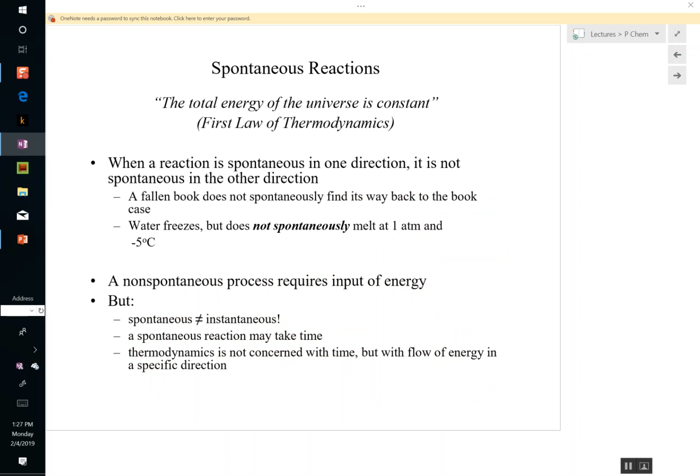So the second law of thermodynamics, which we're getting to, this entropy. Well, the first law, total energy of the universe is constant. Thermodynamics focuses on energy changes, but not kinetics, or how fast something will happen.